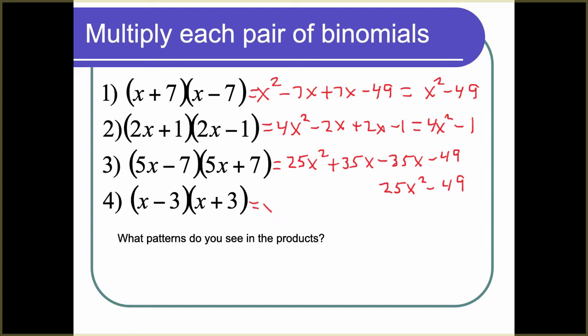We get x squared, x times x. X times 3 is 3x. Negative 3 times x is negative 3x. And we take negative 3 times 3 and get negative 9. So we have x squared minus 9.